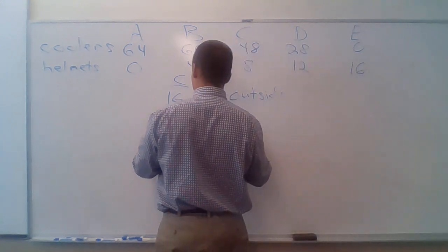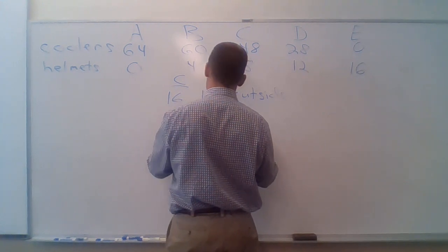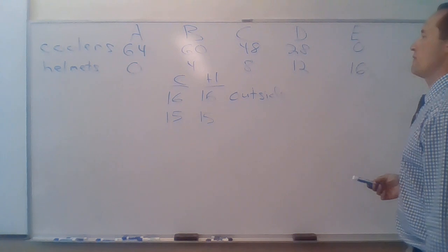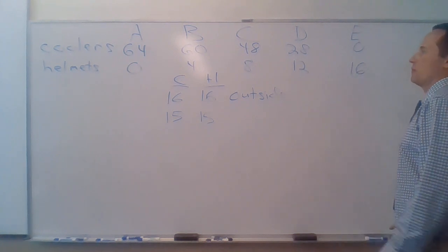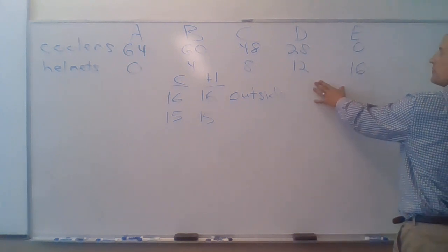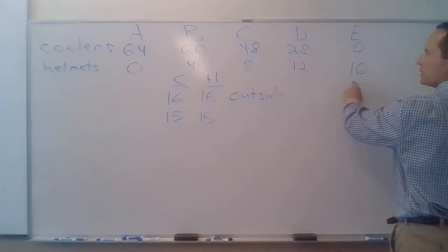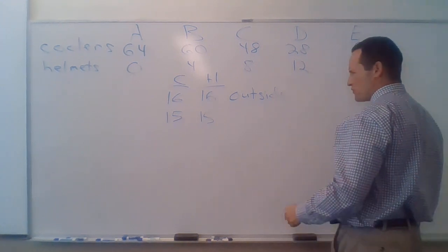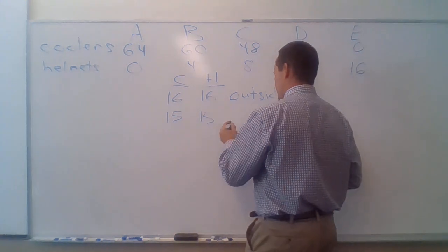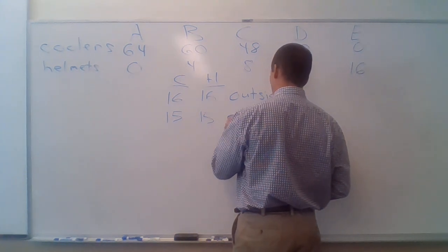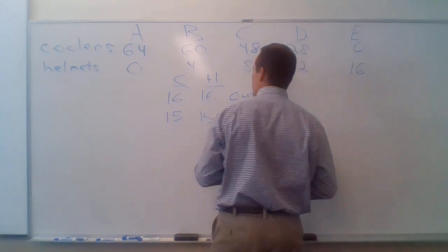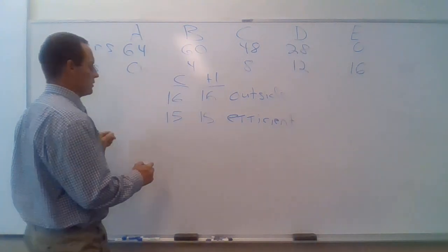If we consider 15 of both, 15 and 15 both fall in this gap. 15 helmets is between 12 and 16. 15 coolers is between 28 and 0. So this 15 and 15 is efficient because both of these numbers occupy the same gap.